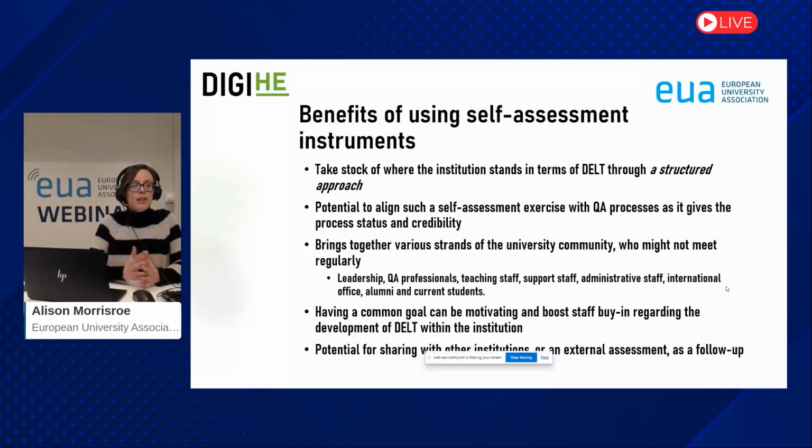So one of the first main benefits was just the possibility actually to take stock of where the institution stands in terms of digitally enhanced learning and teaching through a structured approach. So not just an ad hoc approach, but really a structured approach with the use of such an instrument. And also the potential, but not the obligation, to align this exercise with QA processes, which actually gave the process some status and credibility, shall we say.